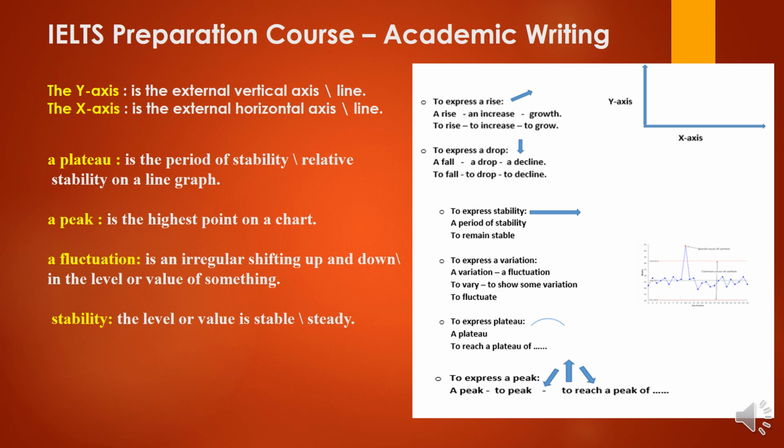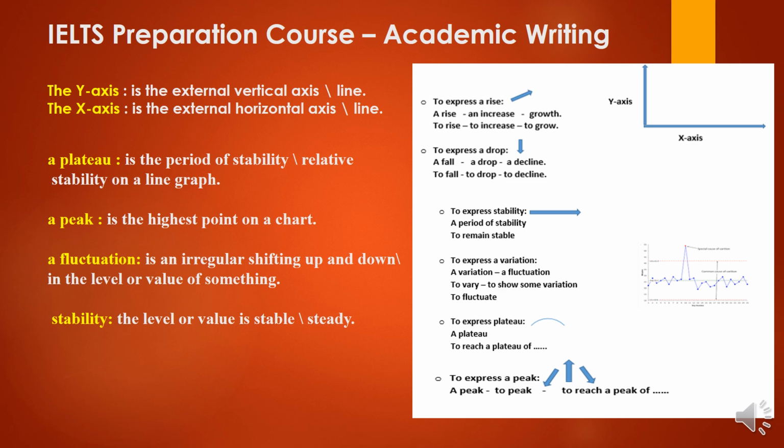Moving on to how to express a drop. In the form of a noun, we can use a fall, a drop, a decline. In the form of a verb, we can use to fall, to drop, to decline. Moving on to how to express stability. In the form of a noun, we can use a period of stability. In the form of a verb, we can use to remain stable.